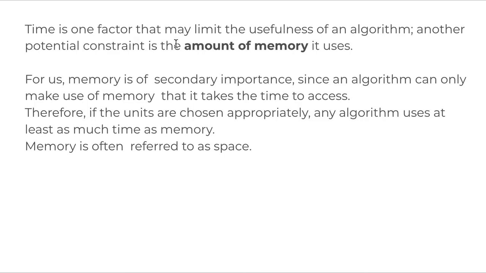Another potential constraint is the amount of memory it uses. For us, memory is of secondary importance, since an algorithm can only make use of memory that it takes the time to access. Therefore, if the units are chosen appropriately, any algorithm uses at least as much time as memory, and memory is often considered as space.